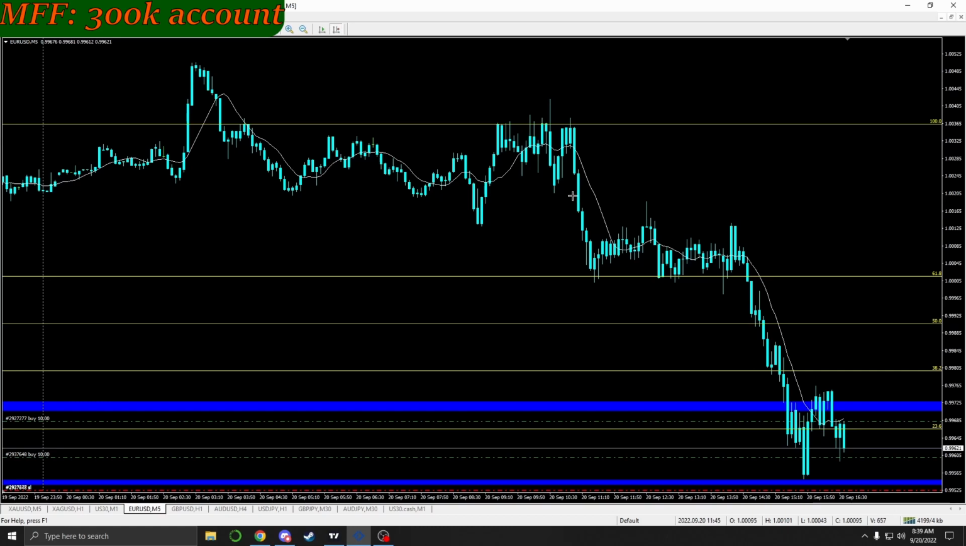So I did take trades on the euro, and I'm not really looking to trade anything else. I'll just be holding these trades until they either hit stop or they hit take profits.